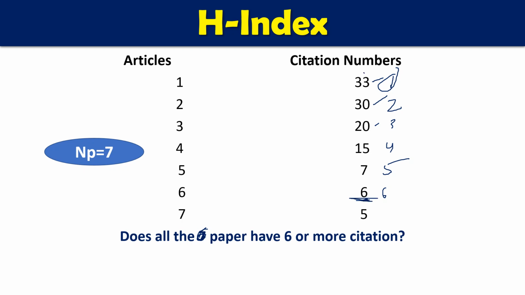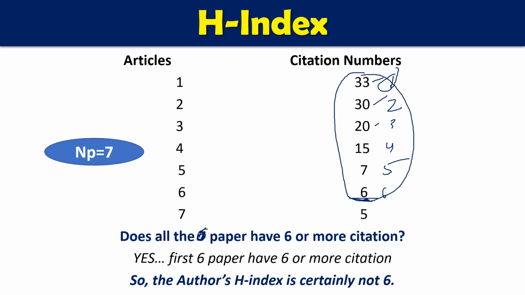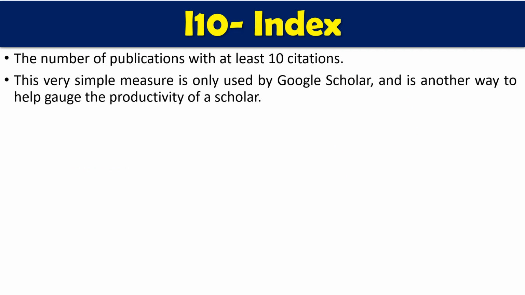Because 6 papers have 6 or more citations, in this case the H index of this author is 6, because n number of papers have minimum n citations. So this is the H index for this author, because 6 papers have 6 or more citations. Now we are going to see another example.